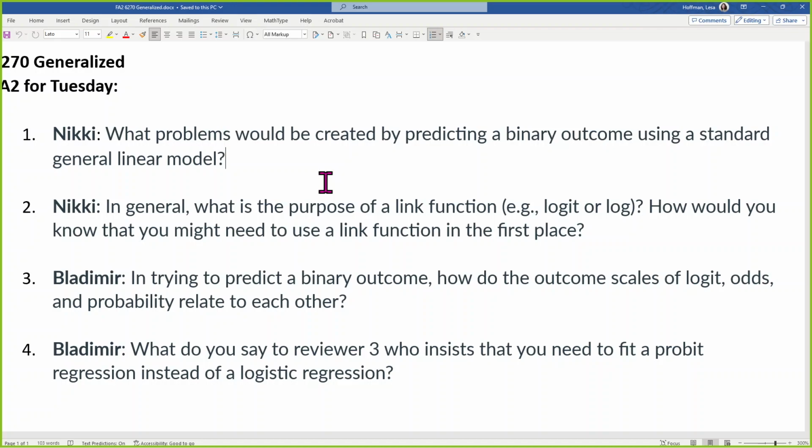Great. Okay, so then the second, do you want to add anything? The words people use are model scale and data scale. So to go from data scale to model scale is the link. To come back down from model to data is inverse. Great. Yes, absolutely. Great. So how do we know we need to use a link function?